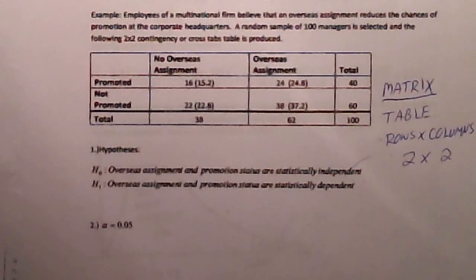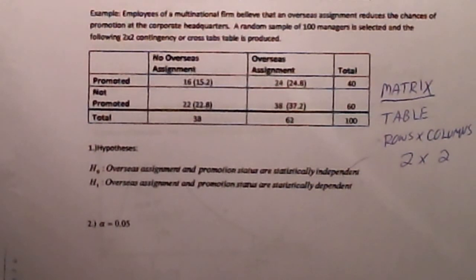All right, I'm going to do that hypothesis test that we just did using the critical value method showing all 5 steps about promotional status versus overseas assignment. To do this on your calculator using the p-value method is pretty simple. First of all, you have to enter the table into memory in the form of a matrix.